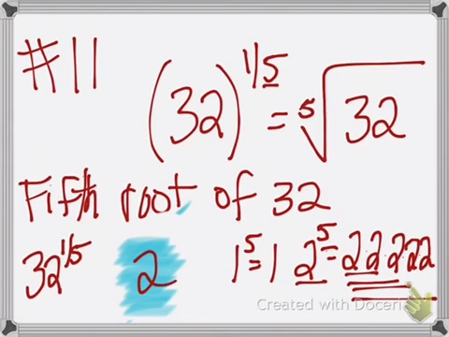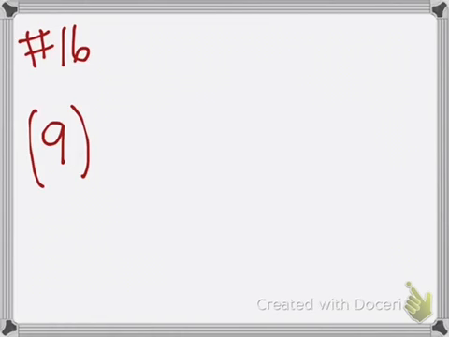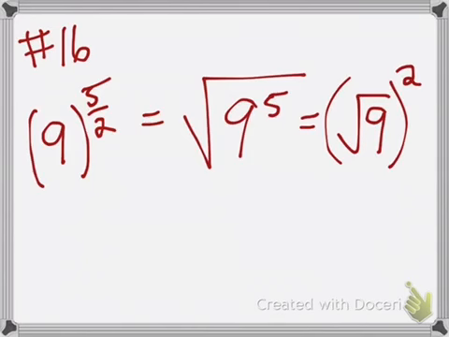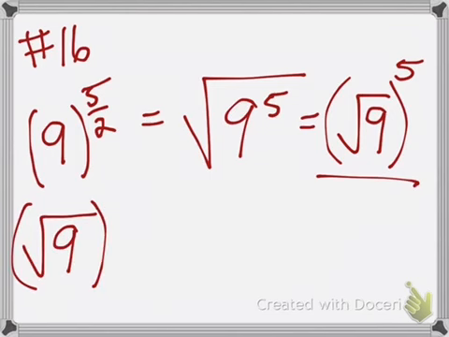Let's try 16 and 18, and that was going to be the last 2 that we do today. So number 16 is 9 raised to the 5/2 power. So what this means is we either have 9 to the 5th, and we're going to find the square root, or we can find the square root of 9 and raise that to a power of 5. I like option B because I know what the square root of 9 is. So the square root of 9 raised to the 5th power equals 3 to the 5th power.